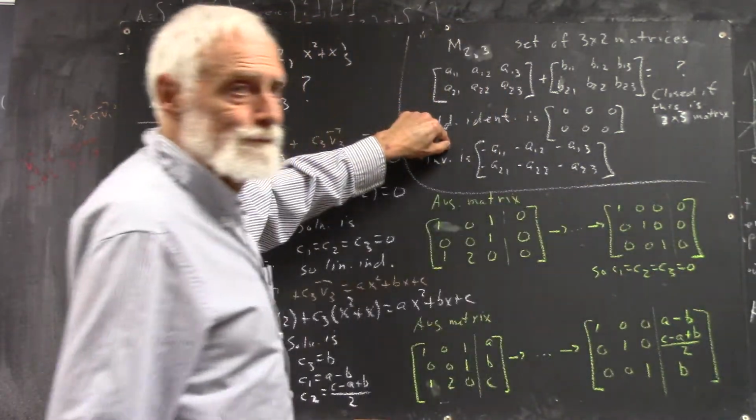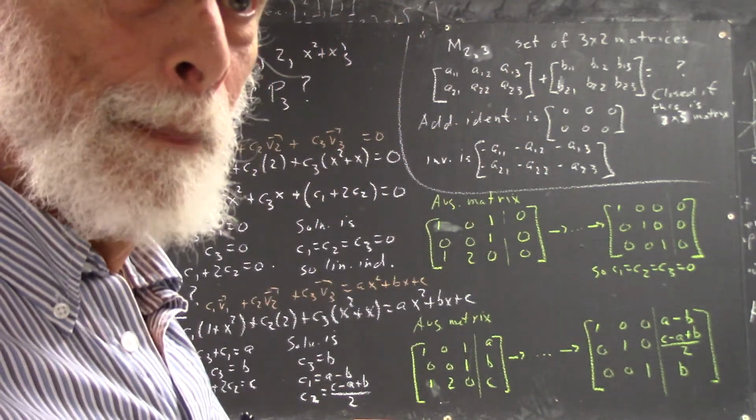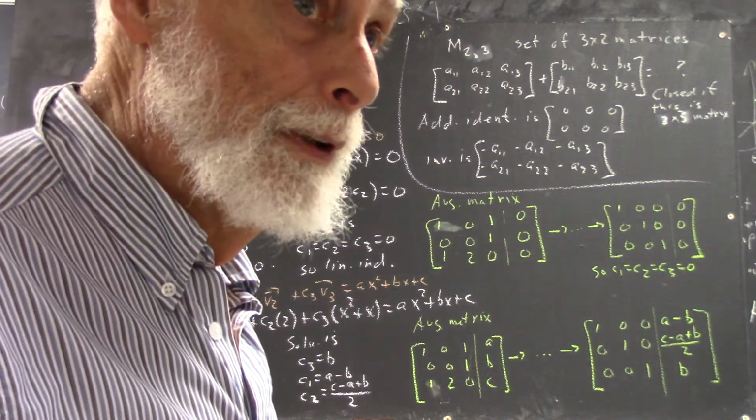Well, that and a few more simple details prove that this is a vector space, right? What do you think a basis for this vector space would look like?